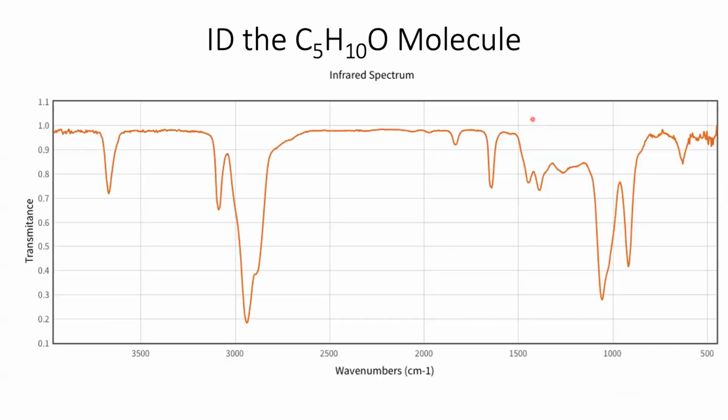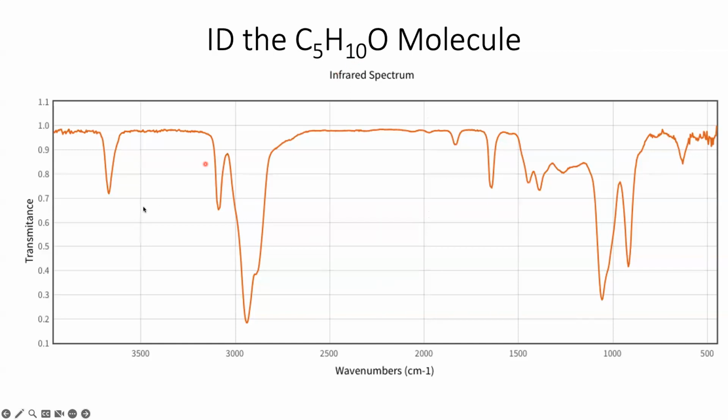So let's say that I know that I have a C5 molecule with 1 oxygen and 10 hydrogens. I'm trying to figure out what the molecule is by IR spectroscopy. The first useful thing we can do is determine our degrees of unsaturation. If I've got 5 carbons, the maximum number of hydrogens would be 12. I'm 2 short, which means I've got 1 degree of unsaturation. So in here somewhere, I've either got a double bond or a ring. Let's try and figure out where it is.